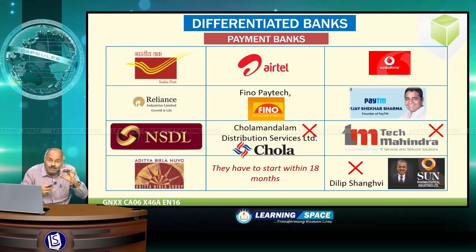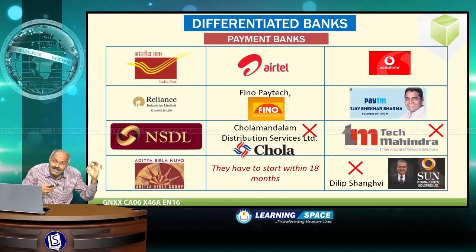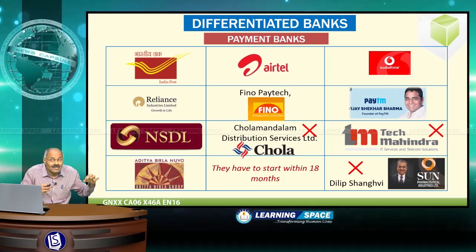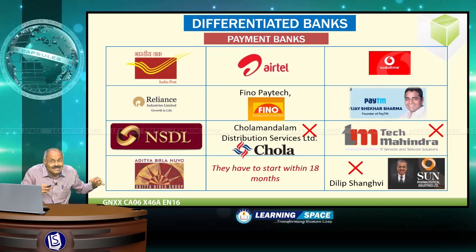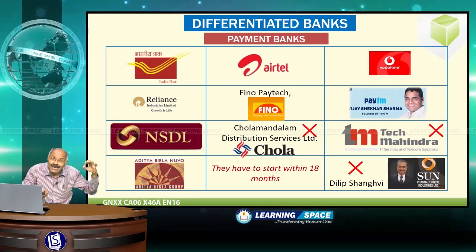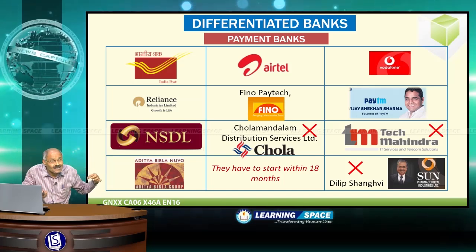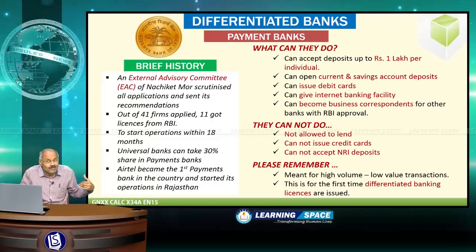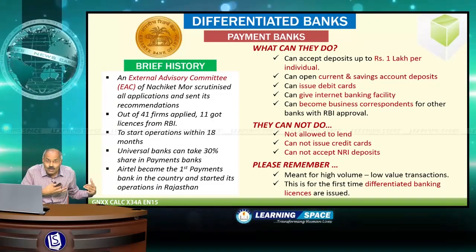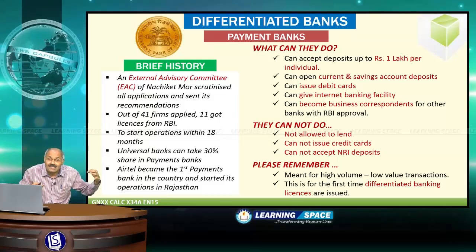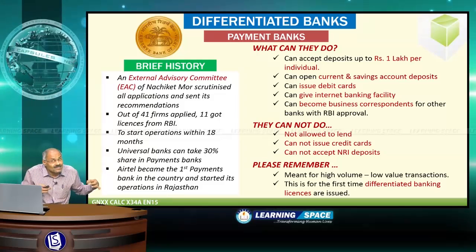Airtel became the first payments bank to start operations, and 3 firms have withdrawn. Cholamandalam, Tech Mahindra and Dilip Shangvi's son withdrew after being granted licenses. So 8 payments banks will be started, and what they can do and what they cannot do is very important. We have already discussed that universal banks can do whatever they want, but in these differentiated banks there are restrictions.